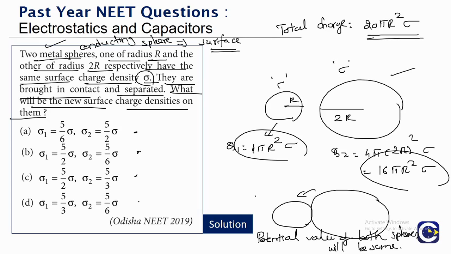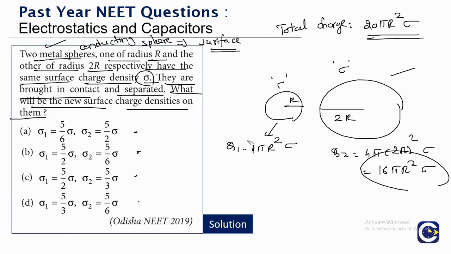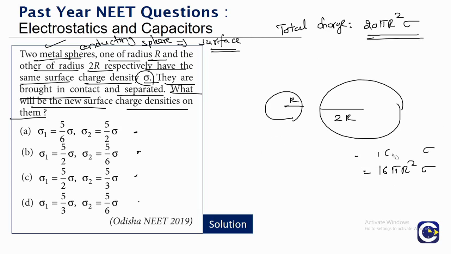Now let us say this charge is distributed between these two spheres, such that the potentials on both the spheres will be the same. That is the condition, because the charge distribution will happen to make sure that both the spheres are having the same potential. Now let us say the charge that is going on to the smaller sphere is x. The charge that will be going on to the larger sphere will be total charge minus x. So this is now our q1 dash, this is our q2 dash.